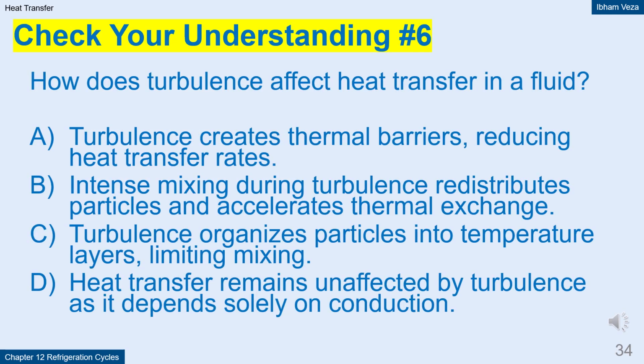Answer B. Intense mixing during turbulence redistributes particles and accelerates thermal exchange. Explanation of incorrect answers. A. Incorrect. Turbulence disrupts thermal barriers, enhancing heat transfer rather than reducing it. C. Incorrect. Turbulence breaks down temperature layers, promoting mixing rather than organizing particles. D. Incorrect. Turbulence significantly enhances heat transfer by increasing convection, not leaving it unaffected.